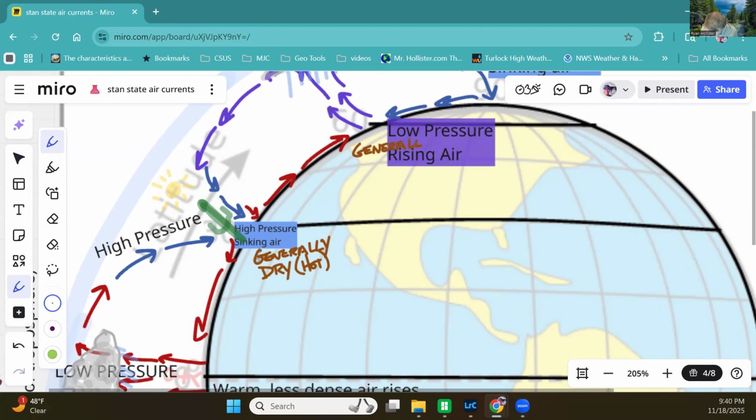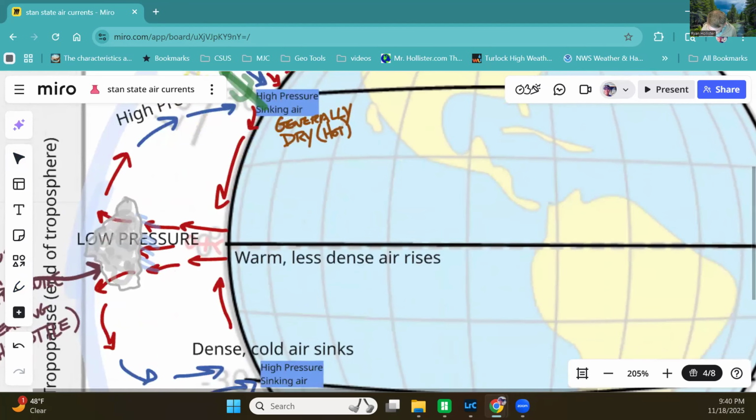It's generally wet, and usually a little bit cooler, at these latitudes up north. And then down at the equator, it's also going to be generally wet, and in this case, also pretty hot.